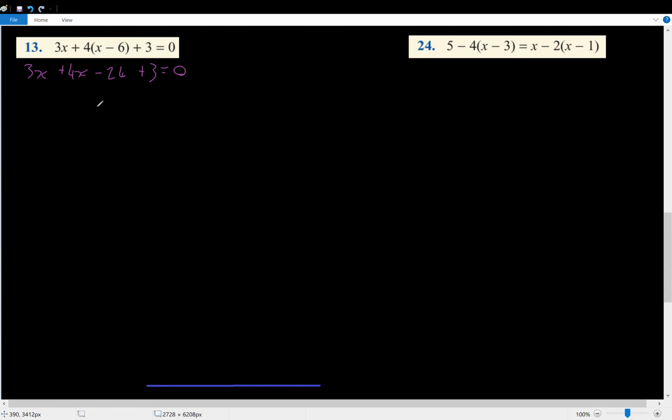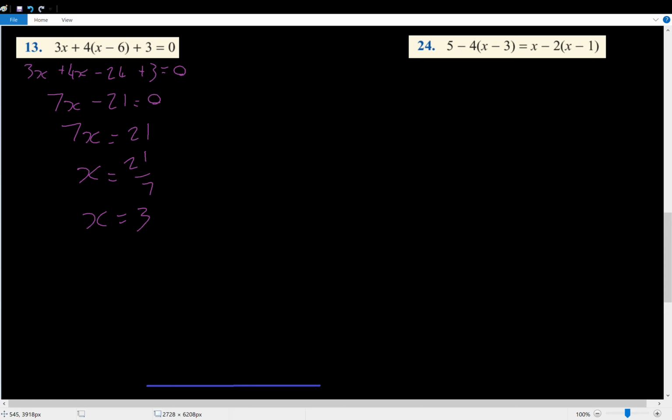Now we have to tidy these up. 3x plus 4x is 7x. Minus 24 plus 3 is minus 21. That's still equal to 0. And now what we have to do is we have to move our minus 21 across, and it's going to become a plus 21. And we get 7x equals 21, like that. And then from here, we're going to bring our multiply by 7 over. It's going to become a divide by 7. We get x equals 21 divided by 7. So x is equal to 3 for this one.